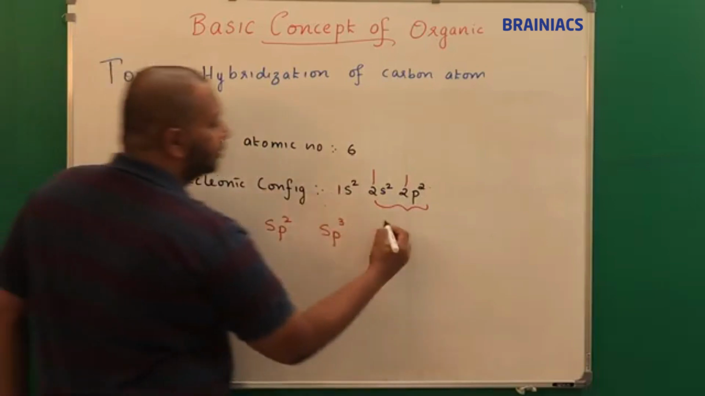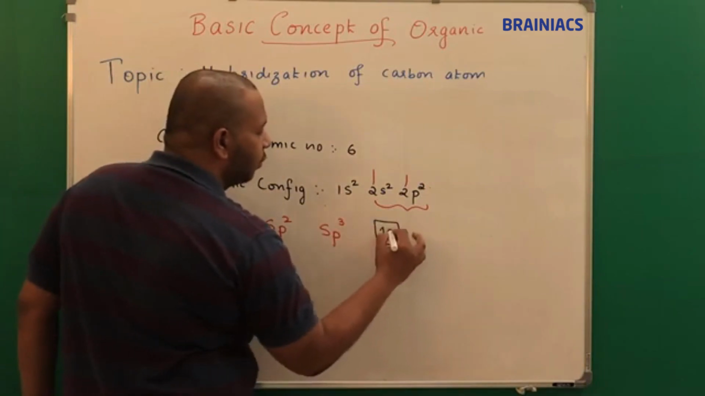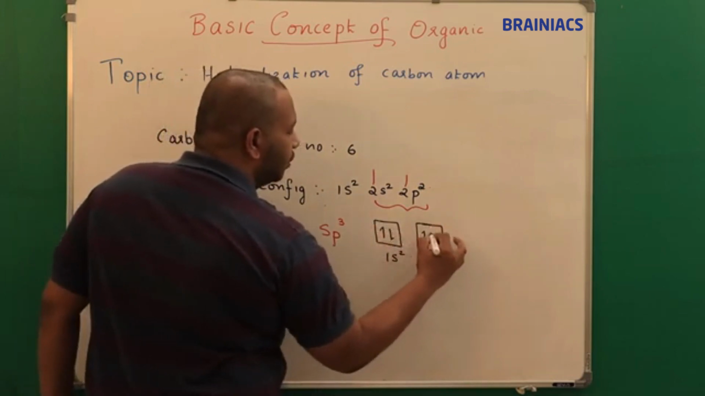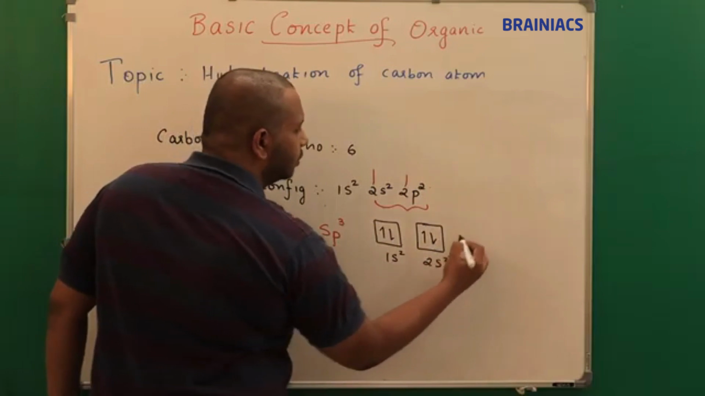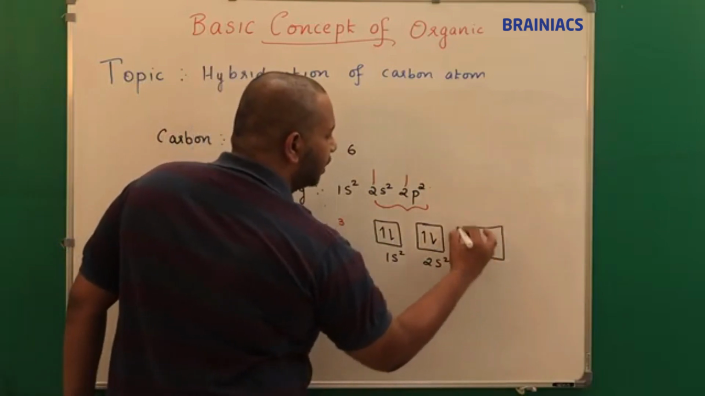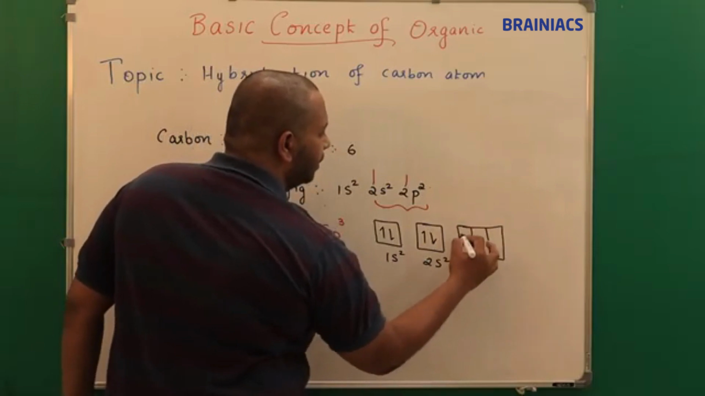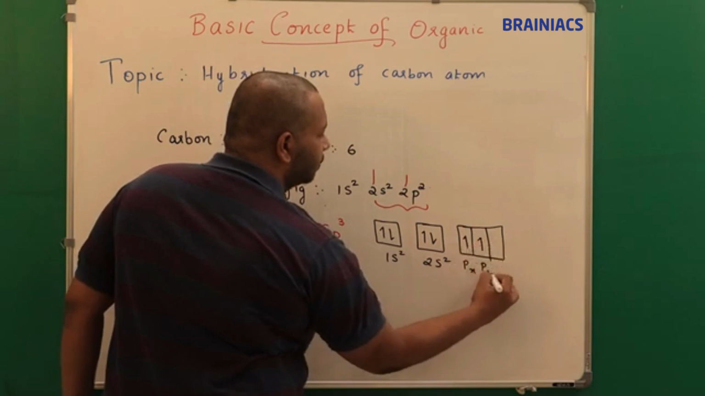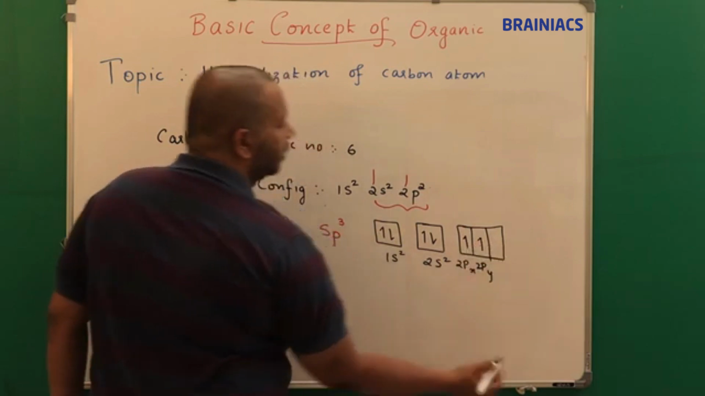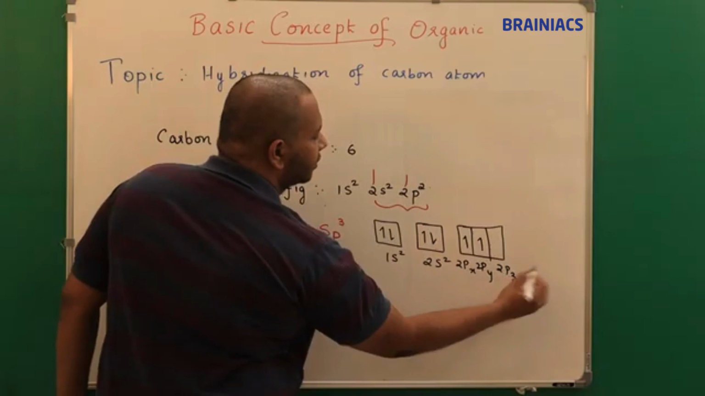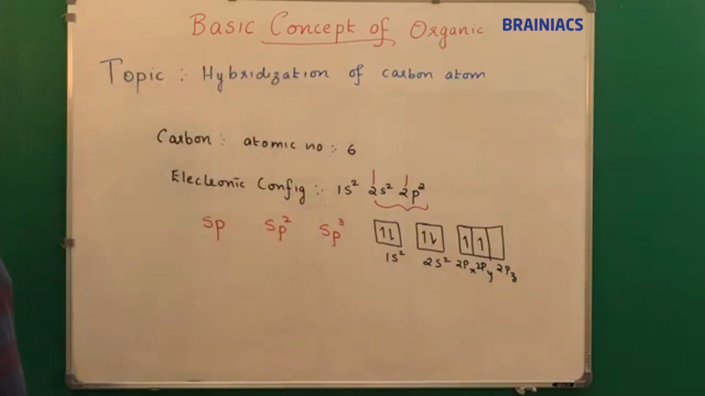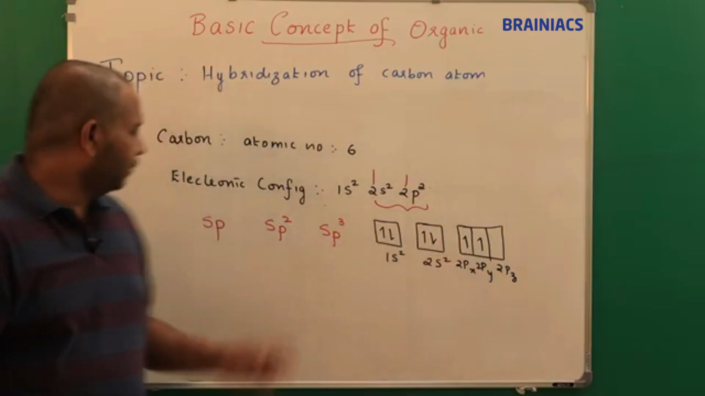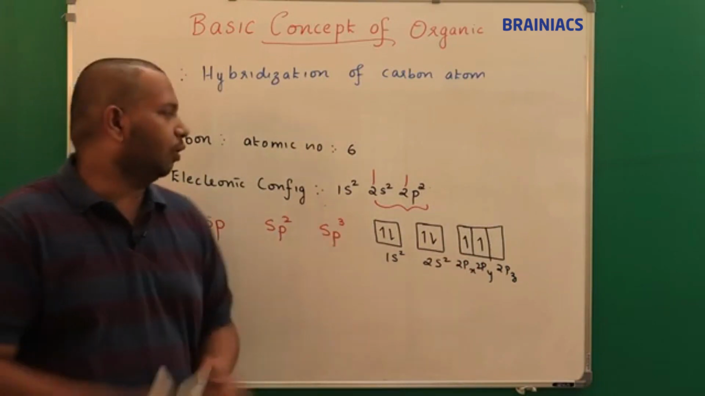Now if we look at this in blocks, I know that this is 1s2, correct? And this is 2s2, and for p, you know that 3 orbitals are there: px, py and pz. Here this is 2px and 2py, and you have 2pz vacant. Now during hybridization, these electrons can mix in different ways. As I told, it can be sp, sp2 or sp3.